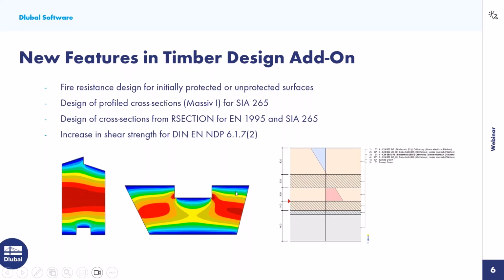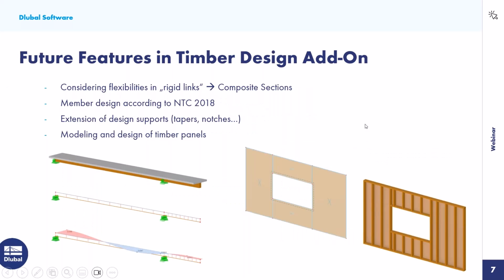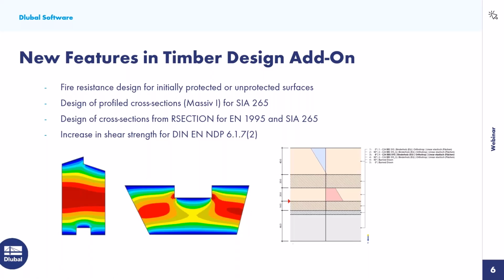Okay, so the next feature we released a few weeks ago is the profile sections according to our material database, also for the code from Switzerland. And this week we have released the design of user-defined cross sections created by R-Section, our standalone add-on. So now you're also able to design these cross sections for Eurocode and SIA code. Okay, Bastian, next slide.